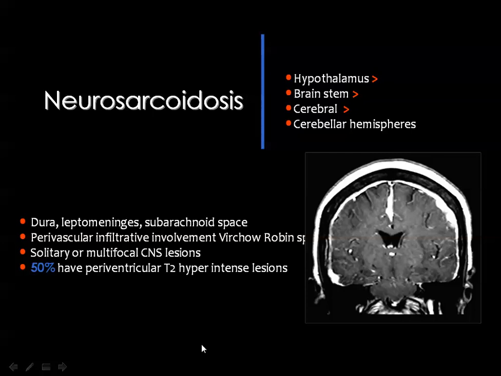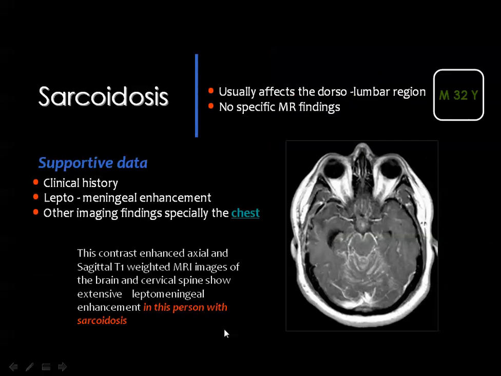But as I have said, you can confirm the diagnosis of sarcoid from the presence of other lesions, particularly in the chest. And these are the common sites to be affected by sarcoid in the central nervous system, starting with the hypothalamus, which is the most common, then the brainstem, then the brain parenchyma, and lastly the cerebellar hemispheres.